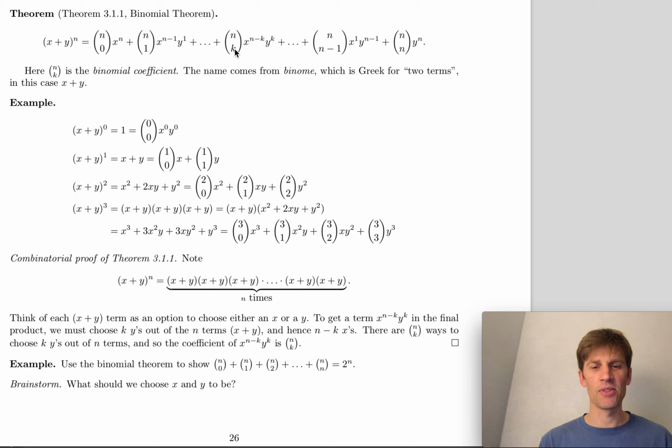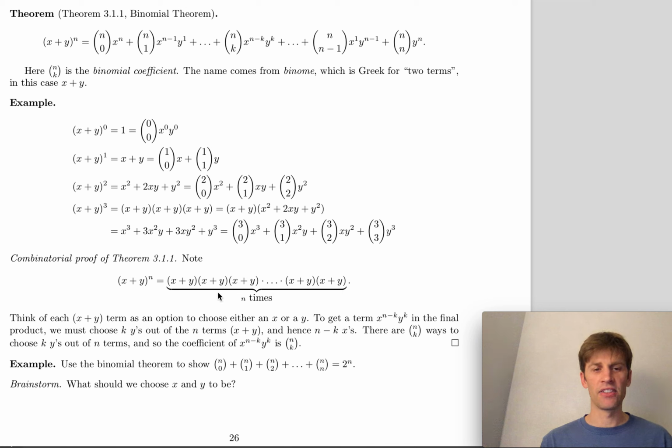So when we multiply this out, how many different ways can we get x to the n minus kth power times y to the kth power? Well, when I multiply this out, I have to go through and choose exactly k copies of y to get my y to the kth power.